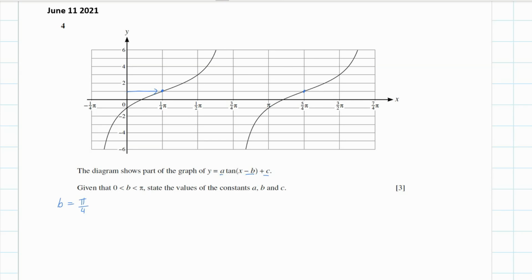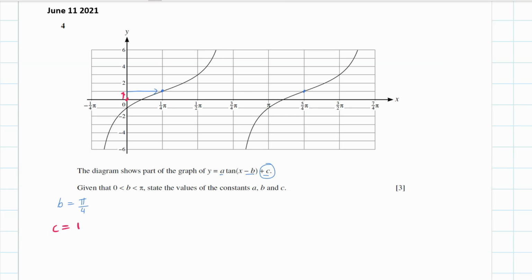Now you can also see that for this C here, there's a shift up. So this bit, like I was saying before, should be at the origin, and you can see it's gone up 1, so we can say that C is equal to 1.